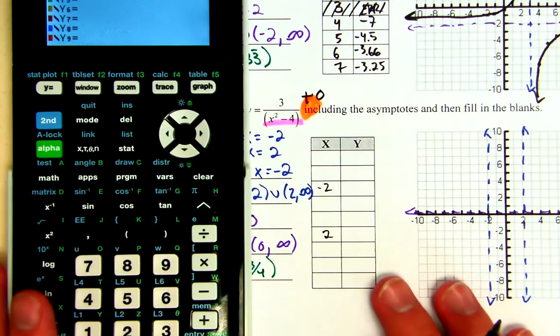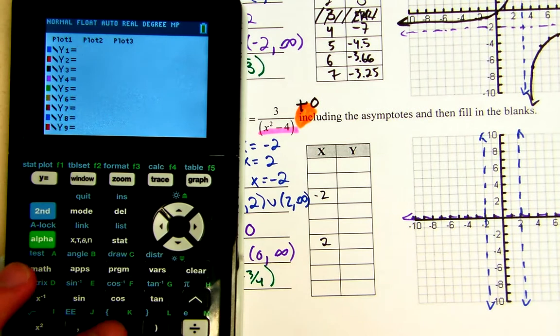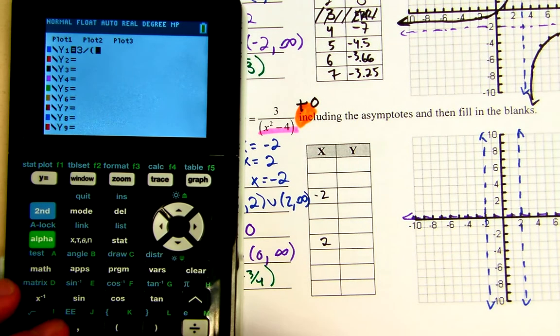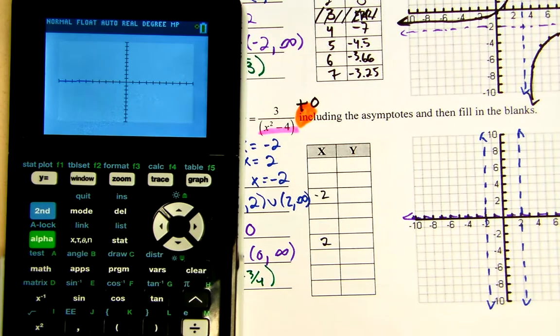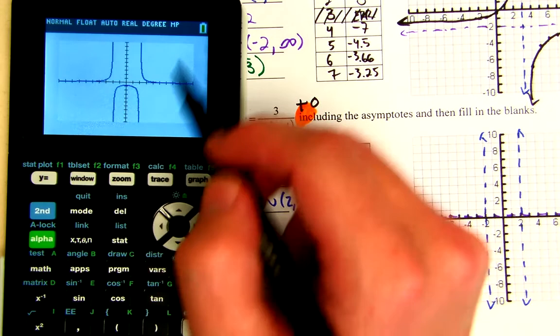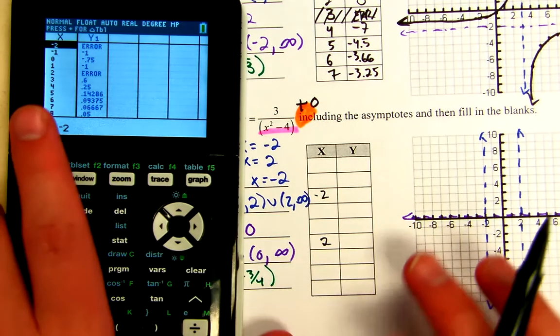Let's see, I need y equals 3 divided by quantity x squared minus 4. I need to graph that. Well, one, I can look at the graph to kind of see, hey, what's it going to look like? I get a shape. This is a little bit different than what we're used to. So let's go to our table.